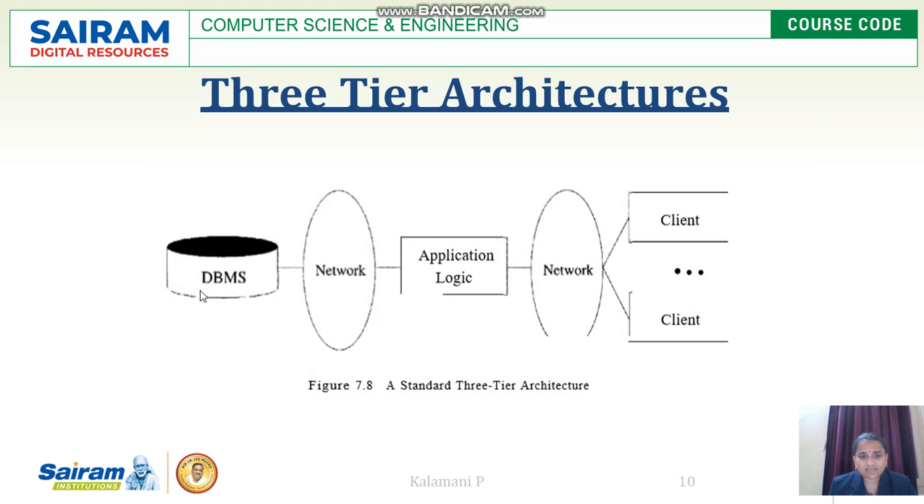So here we are having the DBMS, the database management system, and that will be linked with the application logic through the network. And the next is the client side. There is a network, and through the network it will be linked. So there are three layers here, three tiers.